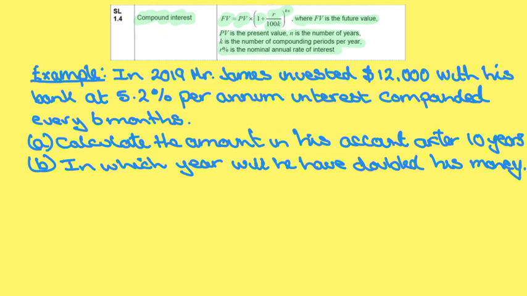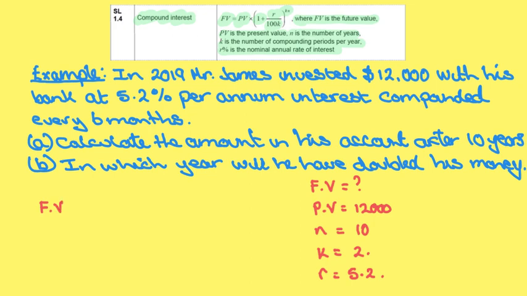So let's first write down everything we've got. Well, the future value, that's what we want to find. The present value is equal to 12,000. The number of years is equal to 10. k is the number of compound periods, that is equal to 2. And r, the interest rate, is equal to 5.2. So let's put everything into the formula.